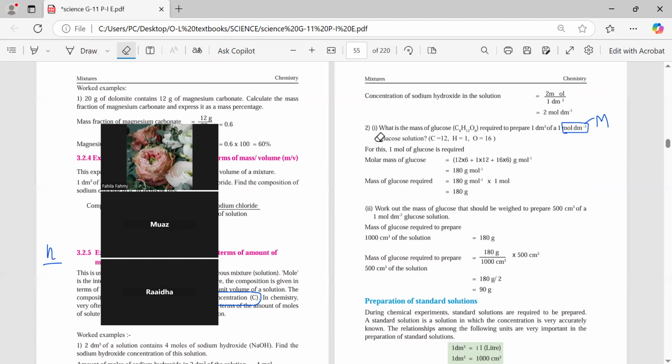Yeah. So look at this one, Puta. What is the mass of glucose required to prepare 1 cubic decimeter of 1 M glucose solution? For this, 1 mole of glucose is required, right? Why do you need 1 mole of glucose? Because that is what they want you to prepare: 1 mole in 1 cubic decimeter. Per cubic decimeter there should be 1 mole, so you need 1 mole.